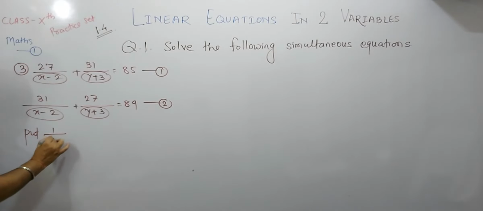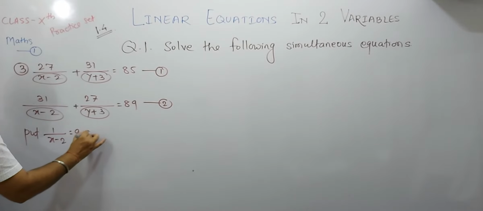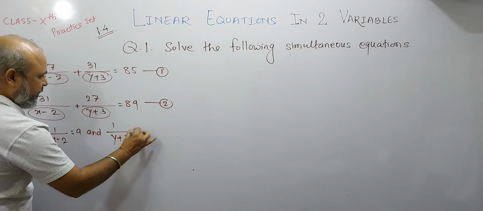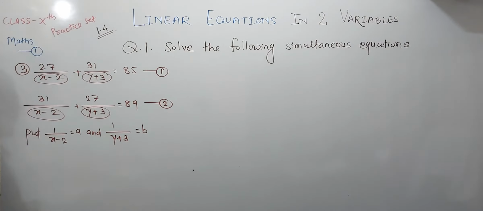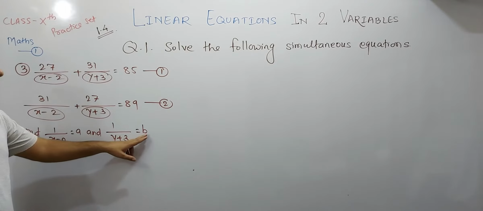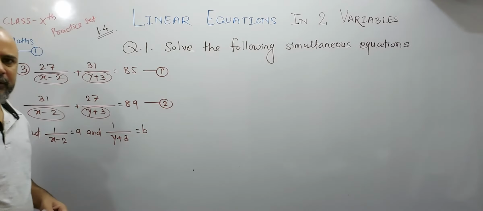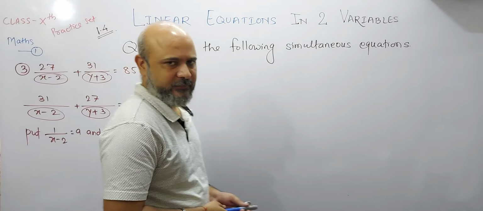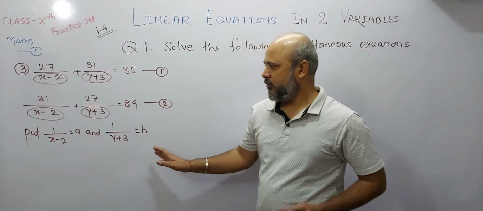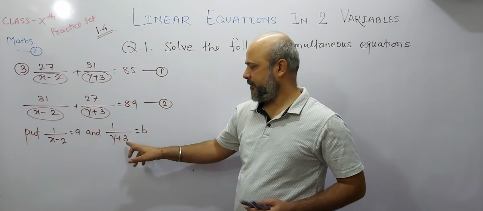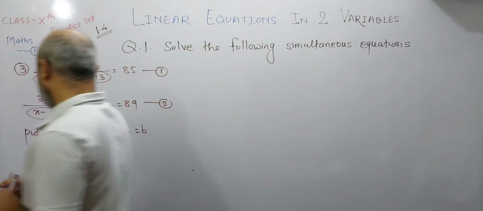1 upon x minus 2 is equal to a and 1 upon y plus 3 is equal to b. Student, you can take any other variable like m and n, like p and q. You may take any other variables. Okay. So you have to put 1 upon x minus 2 is equal to a and 1 upon y plus 3 is equal to b. So what you will get?